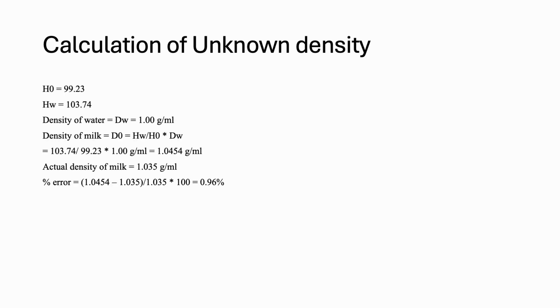So here are the calculations of the unknown density. Average height of the volume displaced in milk was 99.23. Average height of the volume displaced in water was 103.74. Density of water is 1.00 grams per milliliter, and density of milk is therefore 1.0454 grams per milliliter. Comparing the measured density to actual density of milk, 1.035 grams per milliliter, that shows a percent error of 0.96%.